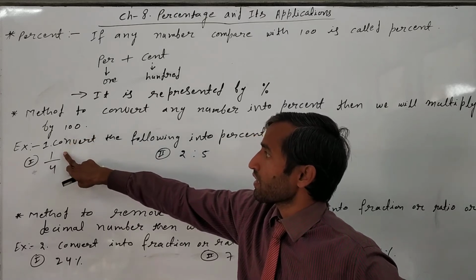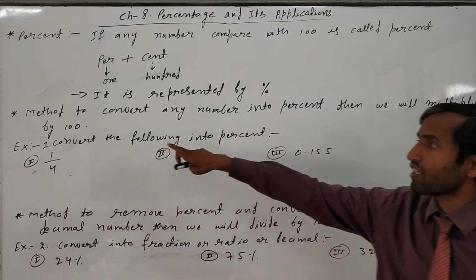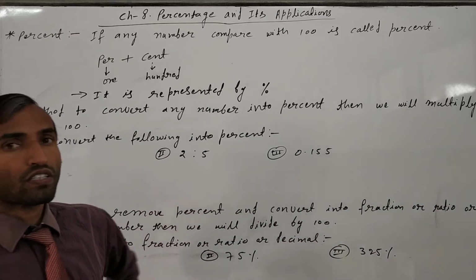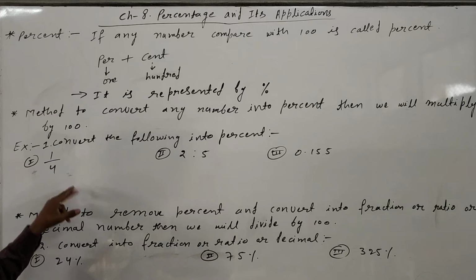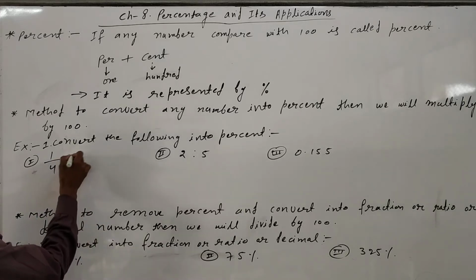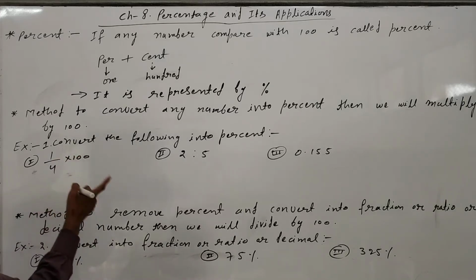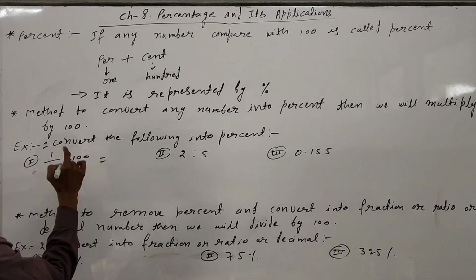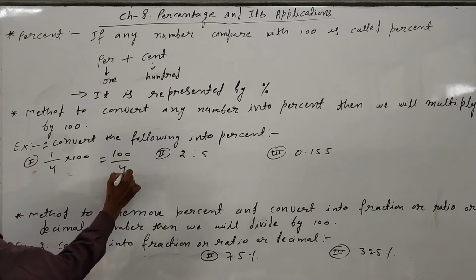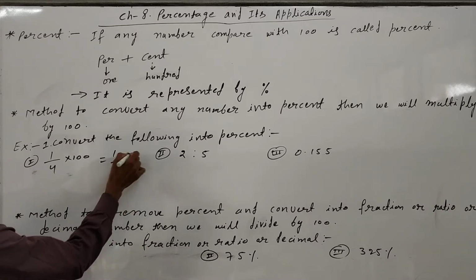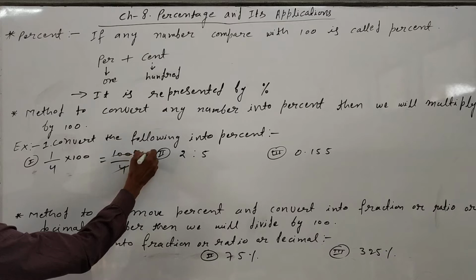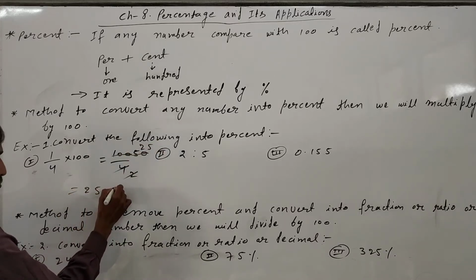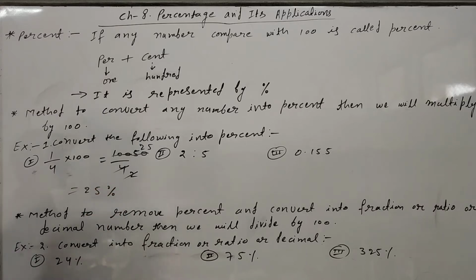So here, see the first example: convert the following into percent. Here a fraction is given, and we have to convert it into percent, so we multiply by 100. In multiplication, 1 into 100, 100 upon 4 will come. Then we cancel out, 2 into 4 and 50 into 2, and then we can cancel by 25. Then it will come 25%, and you put the symbol % here, 25%.